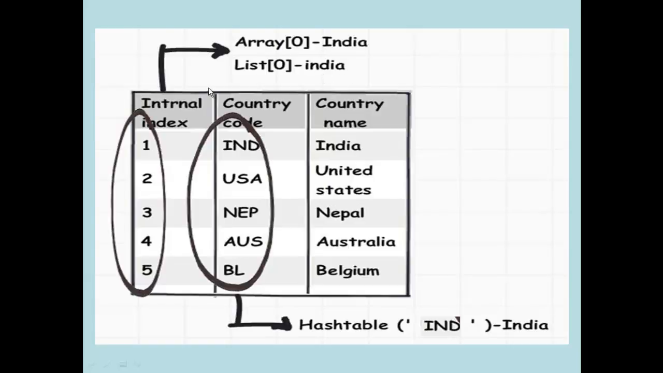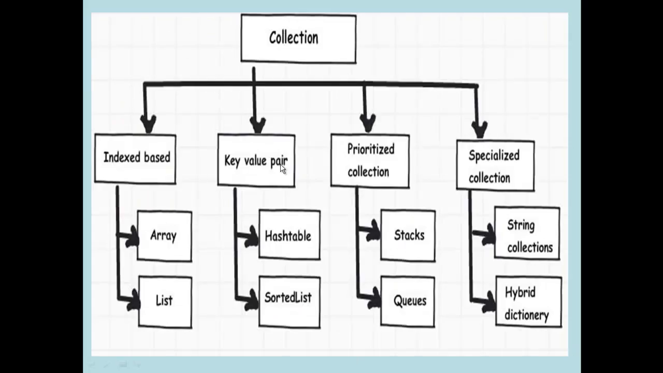So in other words, index based collections help you to access the value of the record by using the internal generated index numbers. But in real projects, you would rarely use the internal index numbers to get the record, right? You would probably use some kind of a key. For example, if you want to get India, probably you would like to use the IND or USA. So you would like to get the value of the record by using a key. And that's where we have the next kind of collections, that is the key value pair.